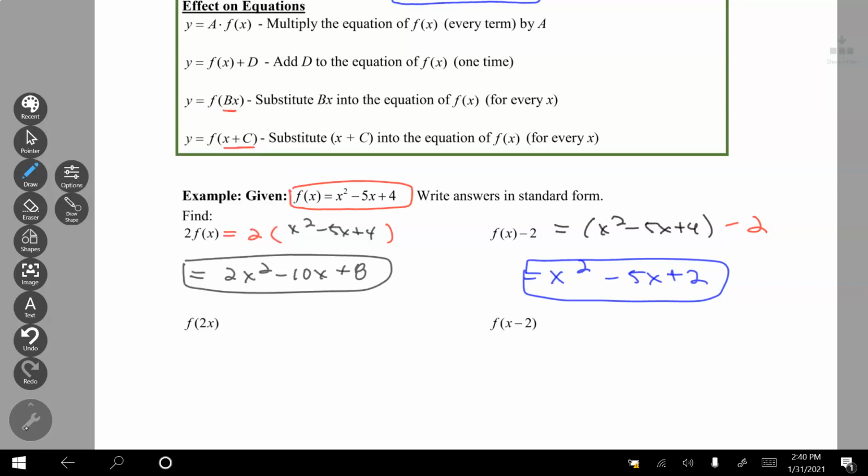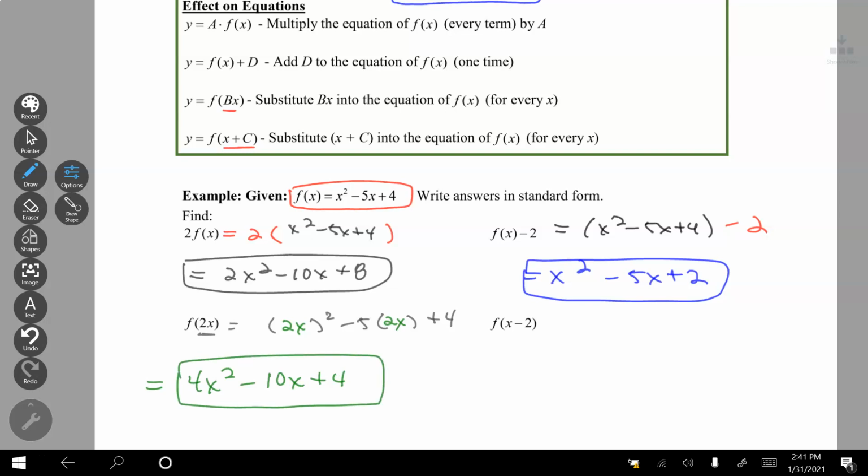This next problem, I have a 2x here. That means I have to put this 2x in for all these x's. So I got to put in a 2x and a 2x, and this would become 4x squared minus 10x plus 4. And this one here in green, because it's a 2x, it doesn't make the x twice as big. It horizontally compresses the graph in half, and if you graph this compared to the original one, it would be half as wide.